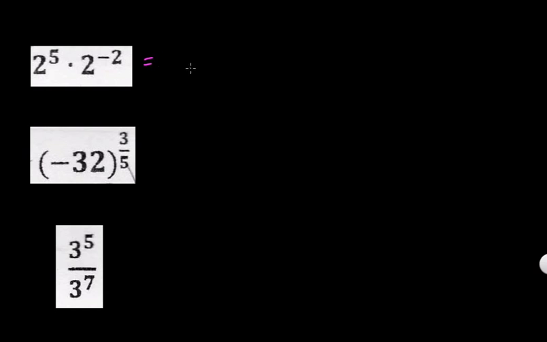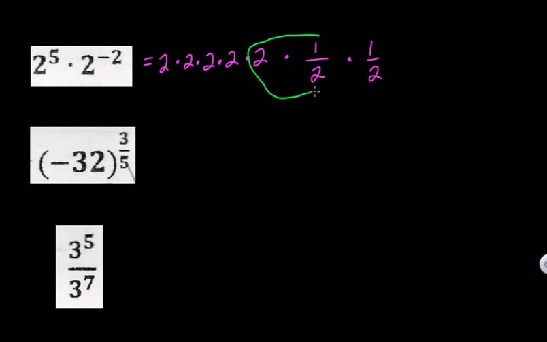The idea is that we have 2 to the fifth, which is 2 times 2 times 2 times 2 times 2, right, 5 twos. And we're multiplying that by 2 to the negative second, which is essentially 1/2 times 1/2, or 1 over 4, or 1 over 2 squared, right? That would also be equivalent. So we can regroup these. I'm going to say let's multiply this 2 and this half, and then this 2 with this half, those would cancel out to 1 and 1, right?